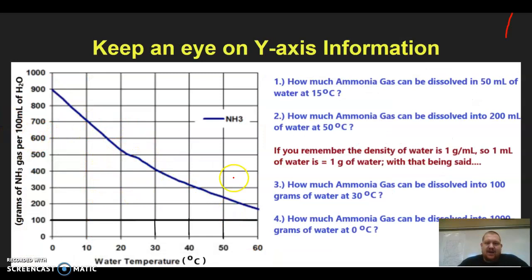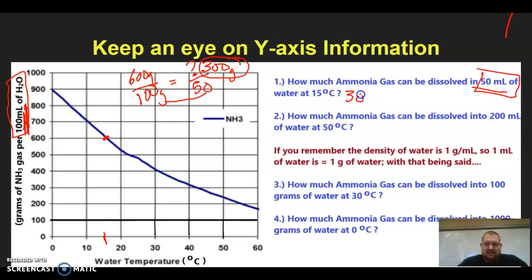All right, take a look at this. Keep your eye on the y-axis. What we got to understand by that is we got 100 mils of water. So how much ammonia gas can be dissolved into 50 mils of water? Here our solvent in our question is 50 mils, but over here our solvent is 100 mils. So we'll use this graph to figure out at 15 degrees Celsius, I can put in 600 grams into 100 grams of water. I want to know how much I can put into 50. So 50 is half of 100, so I'll be able to put in 300 grams. That's my answer for number 1.